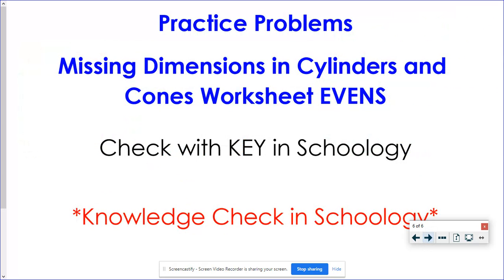So today, you've got a worksheet. However, there's quite a few problems on there. So I'm going to say just do the evens on the worksheet today. The answer key is in Schoology. Check your answers. Be careful about things like finding a diameter or taking a square root to get a radius. When you're done with that, make sure that you take the knowledge check in Schoology. If you have any questions, let me know.